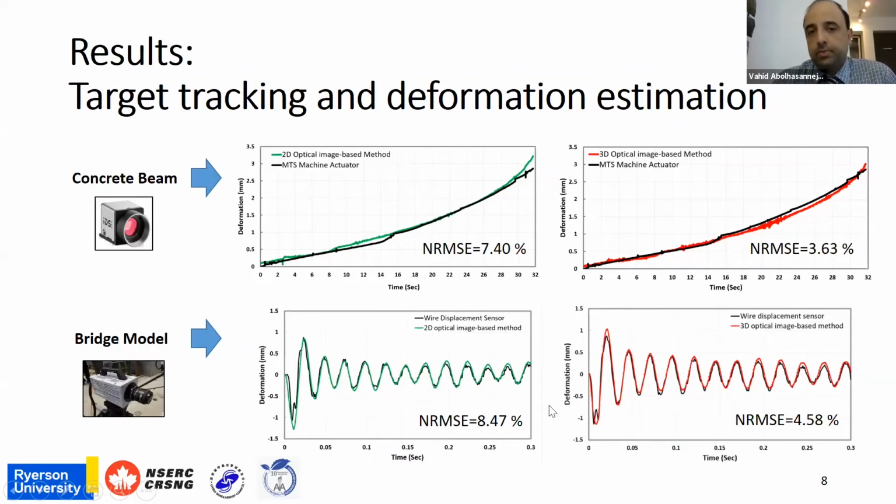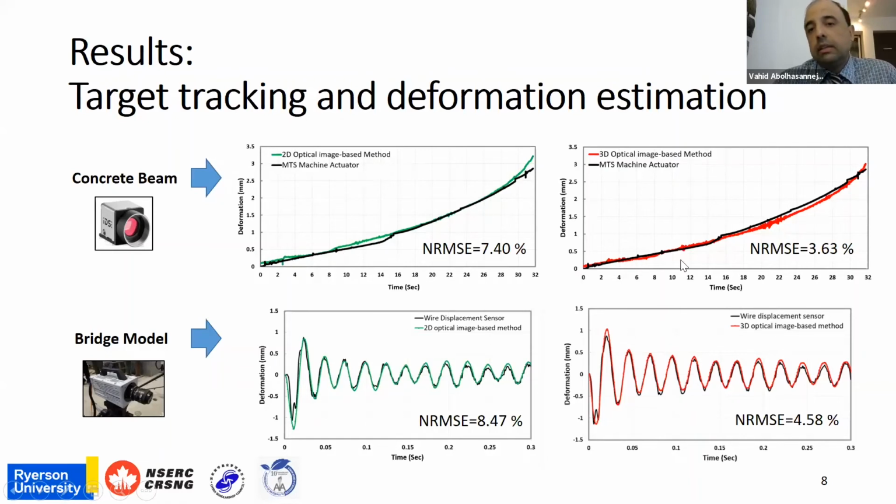So here are the results. As you see here, in the first experiment, we just had the static deformation. On the left top diagram, we can see the black line, which is the true value of deformation measured by the actuator of the MTS machine. And the green line is the measurement result obtained by the 2D optical image-based method. As you see, they agree with each other.